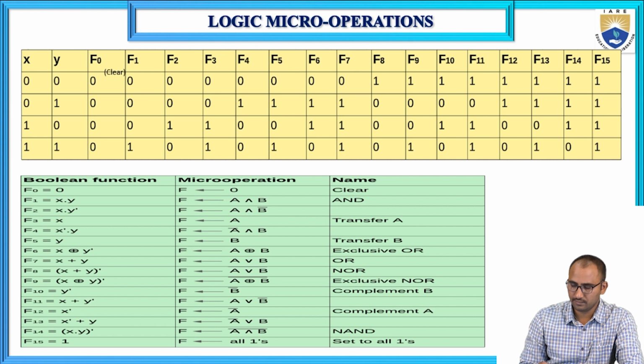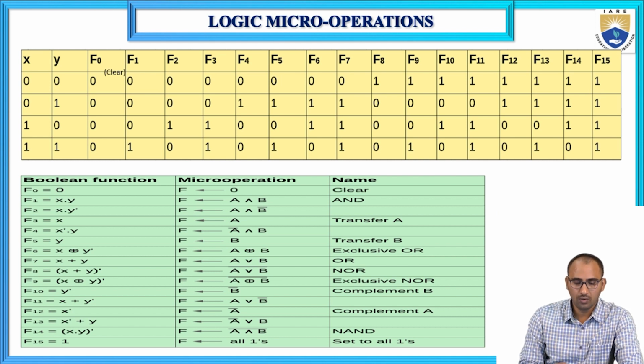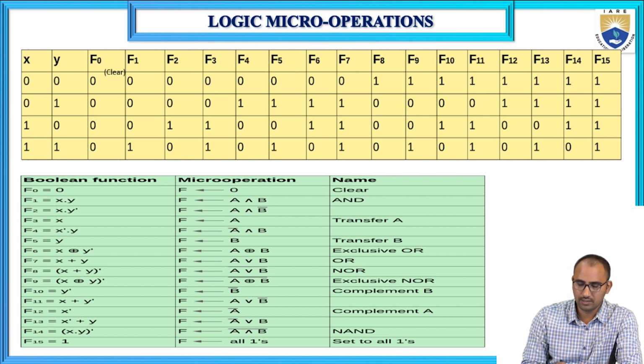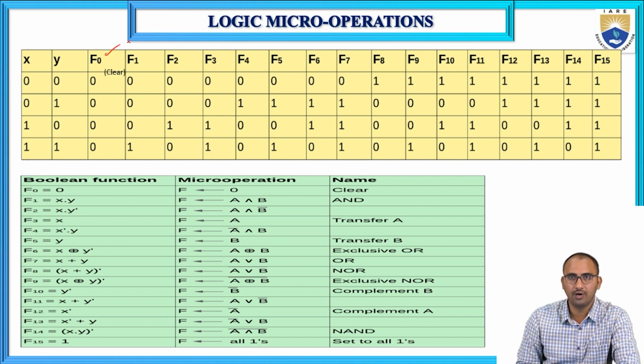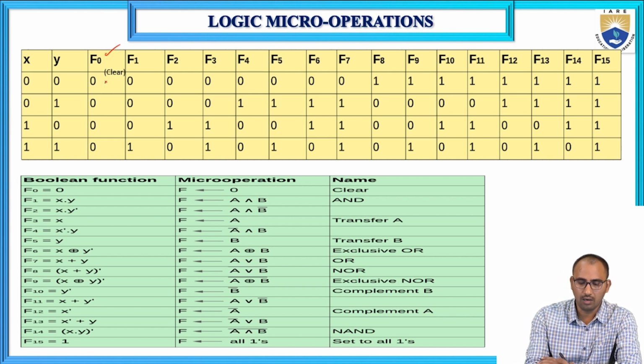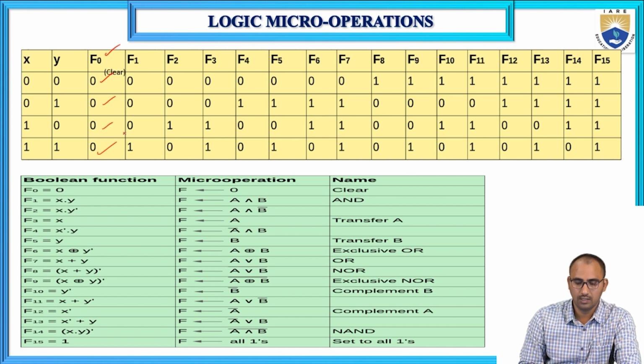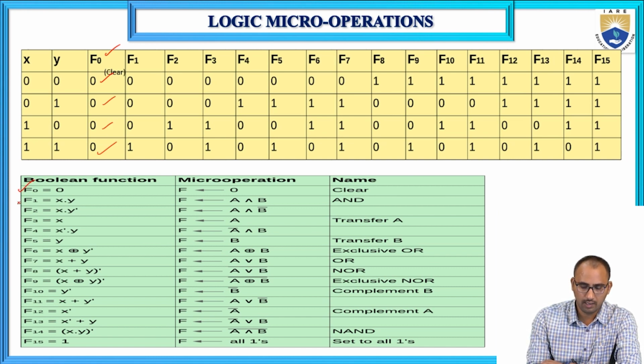So let's see. X and Y are the inputs: 0, 0, 0, 1, 1, 0, 1, 1. What is F0? F0 is clear. Clear means we are clearing the register, so that means all are zeros.